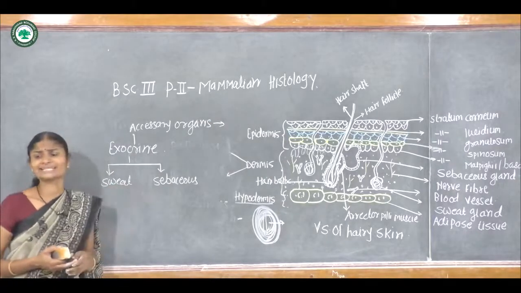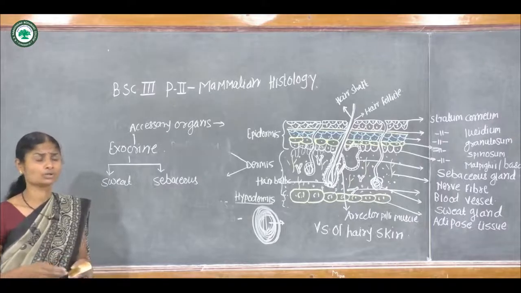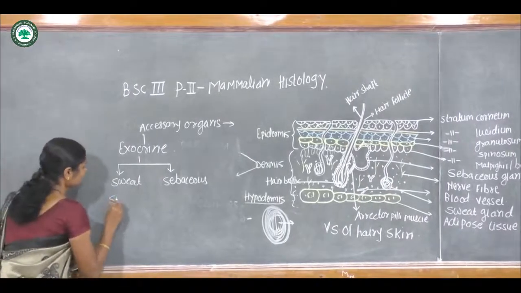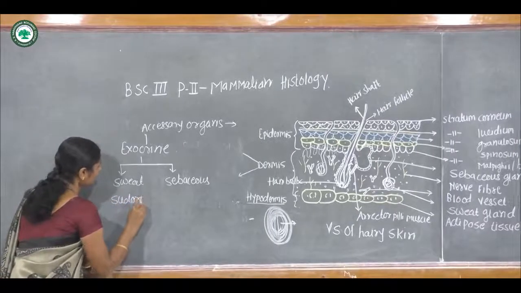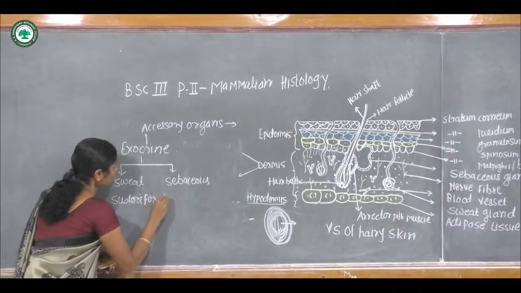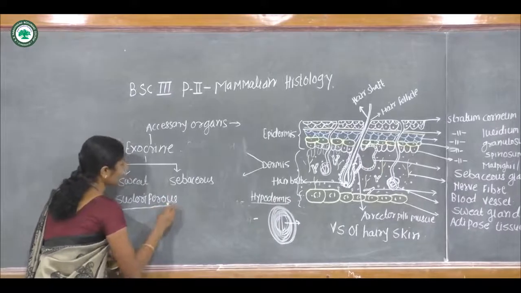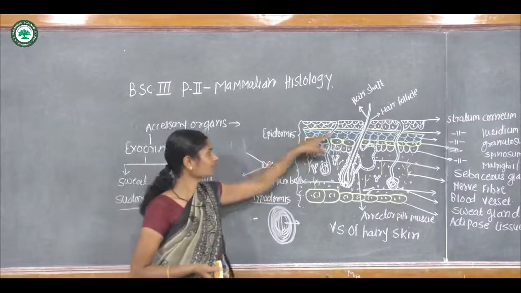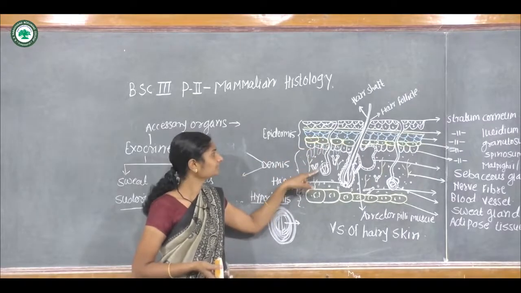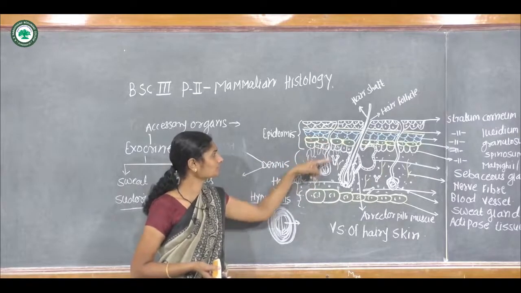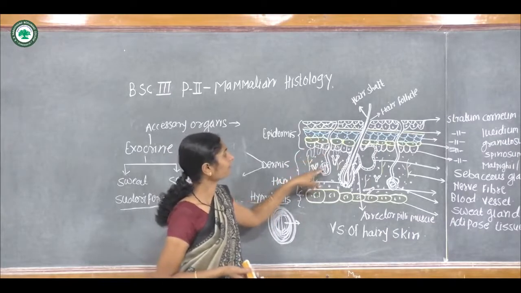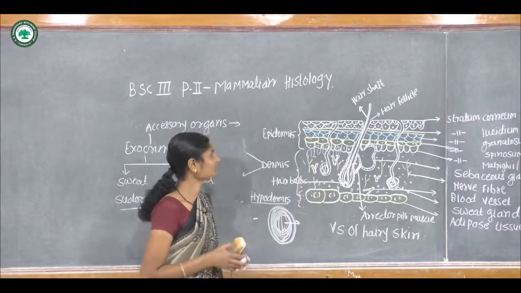This sweat gland is also called a sudoriferous gland, and these sweat glands are simple tubular glands. This diagram shows the coiled structure, tubular, simple. This gland is called a sweat gland.